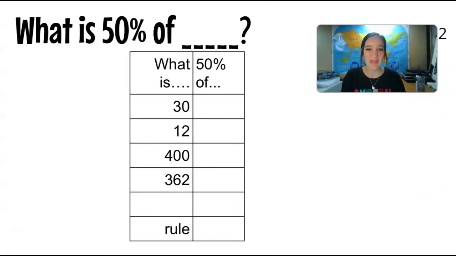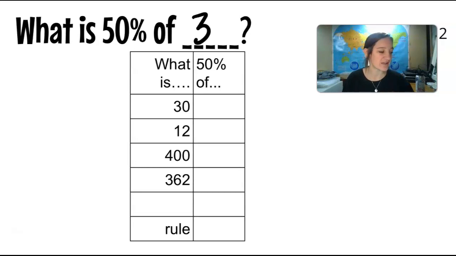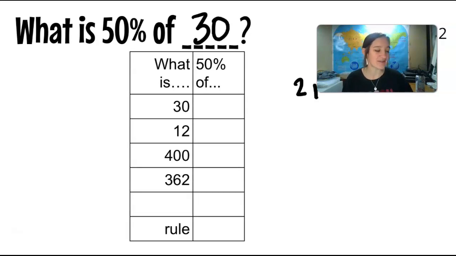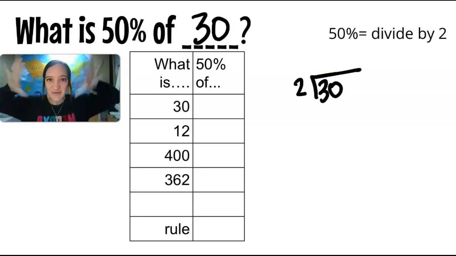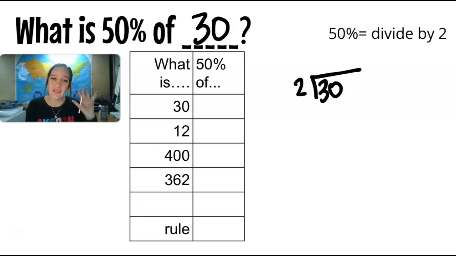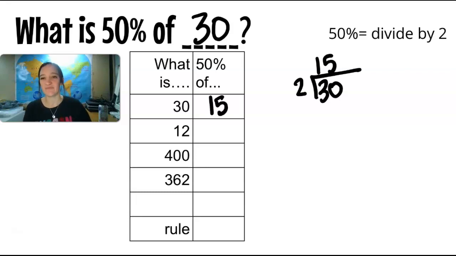For example, if I want 50% of 30, well, then I can just cut 30 into two pieces. Well, let's get my face out of the way. And how do I cut 30 into two pieces? How do I cut it in half? Well, I divide it into two equal parts. So if I take 30, divide it into two pieces, I get 15. So if I want to know what 50% of 30 is, it's 15.